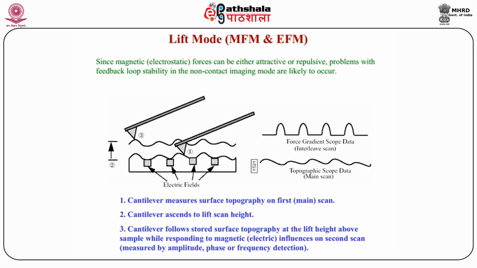This has been shown in the diagram here. The cantilever measures surface topography on the first scan. The cantilever then lifts to the scan height. The cantilever follows the stored surface topography at the lift height above the sample while responding to magnetic, that is electrical, influences on the second scan, measured by amplitude, phase and frequency detection.